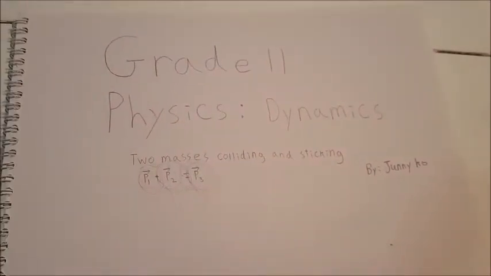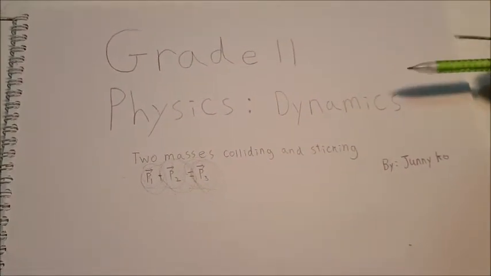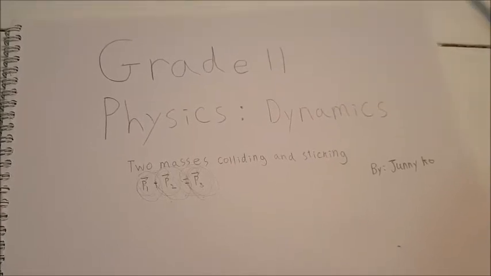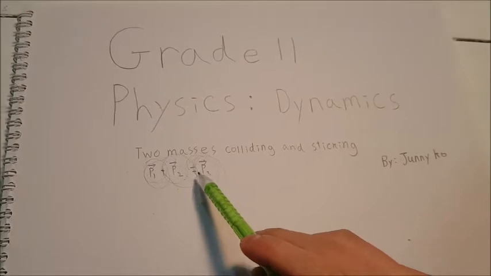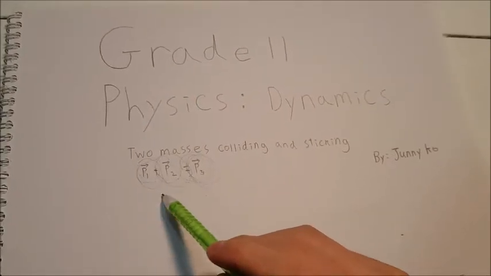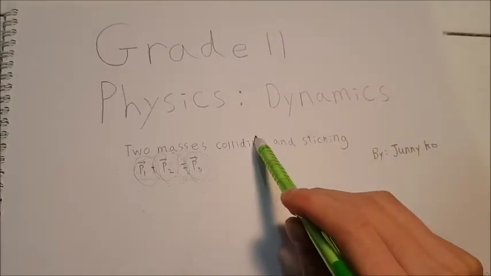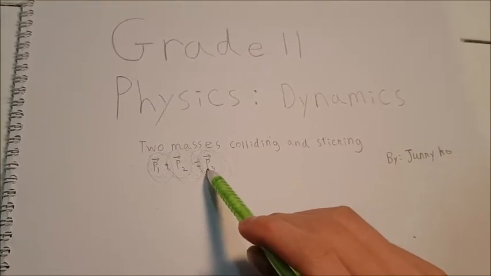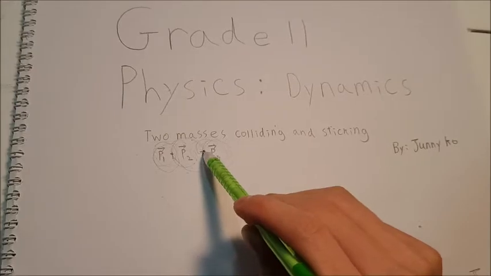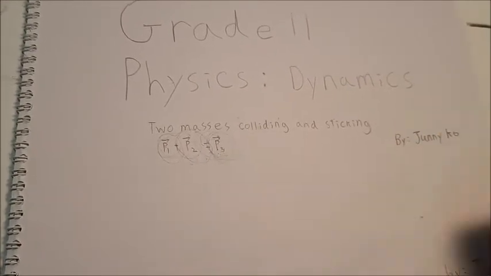Hi, today we're going to go over grade 11 physics, dynamics unit. So from a dynamics unit, I'm assuming that you know P1 plus P2 equals P3. And what this means is that when two masses are colliding, they would stick together and make one single momentum, which is represented by P3.